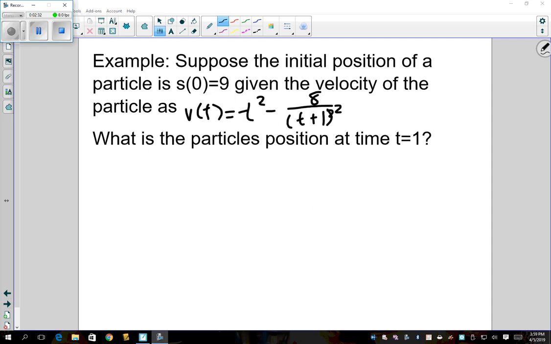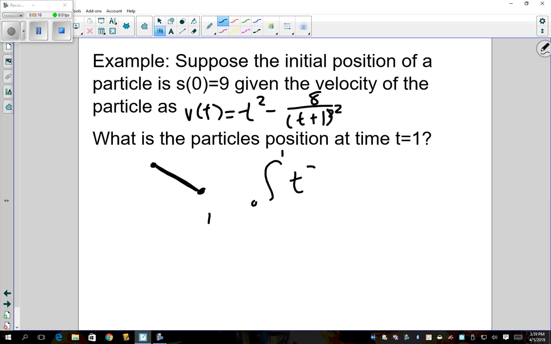So here's an example where we're given that a particle has an initial position of 9, and the velocity function is t squared minus 8 over t plus 1 squared. And we're asked for the particle's position at time t equals 1. So the first thing I want to figure out is I know my particle starts at 9. And at t equals 1, it's going to end up somewhere else. And so if I can find the displacement, how far it's traveled, I can figure out where it has ended up. So we're going to set up an integral first in order to find the total displacement.